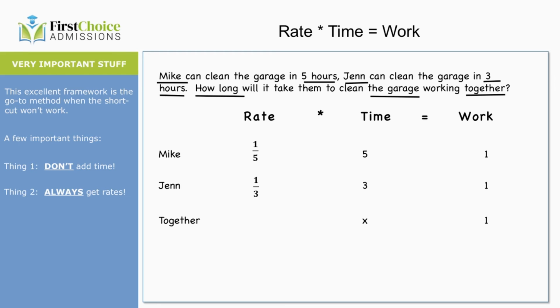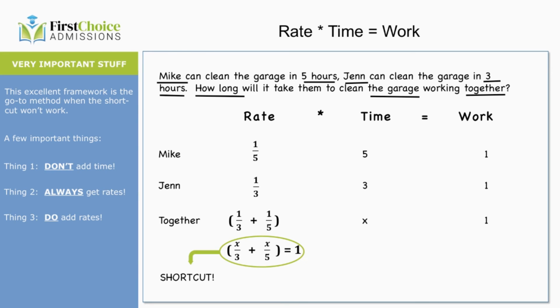And while we never add time, we do add rates. In fact, we're going to be adding rates all the time. So their rate together is 1/3 plus 1/5. So we know that 1/3 plus 1/5, times X, equals 1. Now, is it okay if I clean up the algebra just a little bit and multiply X through the parentheses? Hey, that is our shortcut. Not surprisingly, our excellent shortcut comes from our excellent rate times time equals work framework. I told you that I would tell you where this came from algebraically. So now we know that we can solve for X, and X is going to be 15/8.